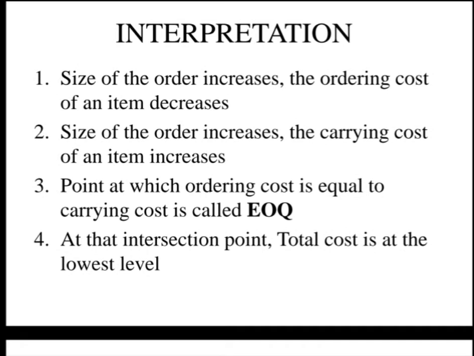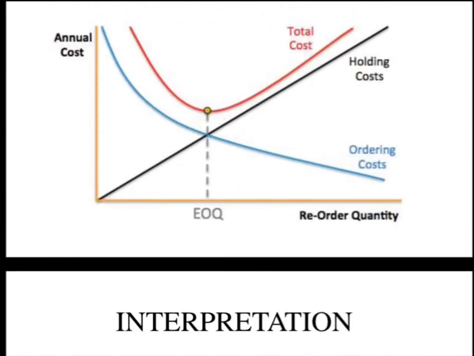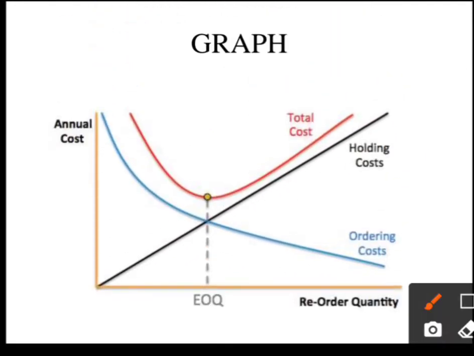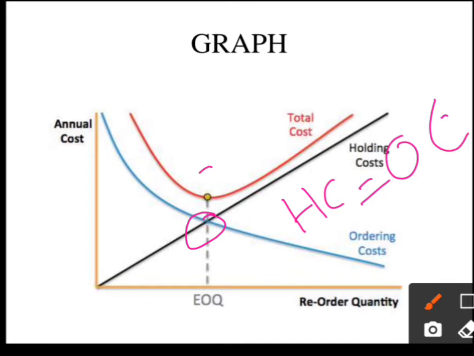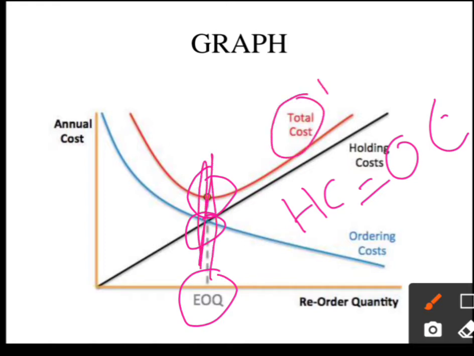What is the next? The point at which ordering cost is equal to carrying cost is called EOQ, and at the intersection point the total cost is at its lowest. As I have explained earlier, the point at which ordering cost and holding cost are equal is the point of economic order quantity, and it is the point at which the total cost is minimum.